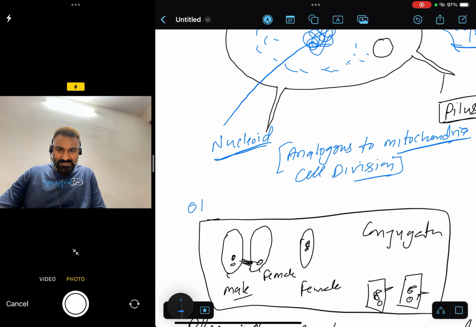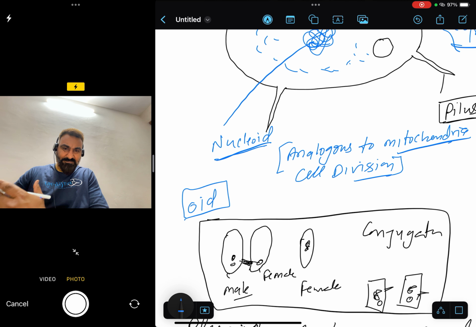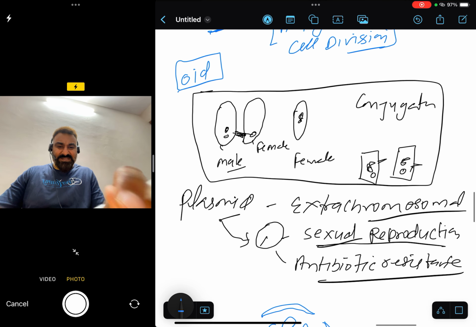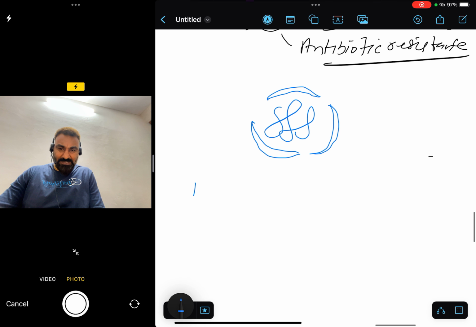If an "oid" word is attached to anything else, it loses the meaning of the front word. For example, nucleoid means nucleus-like. It is not a nucleus, but it behaves as a nucleus. It's not looking like a nucleus, but it behaves as a nucleus. So this condition is known as nucleoid. So the bacterial DNA is naked. Very important point: the bacterial DNA is naked, or we can say prokaryotic cells have naked DNA.